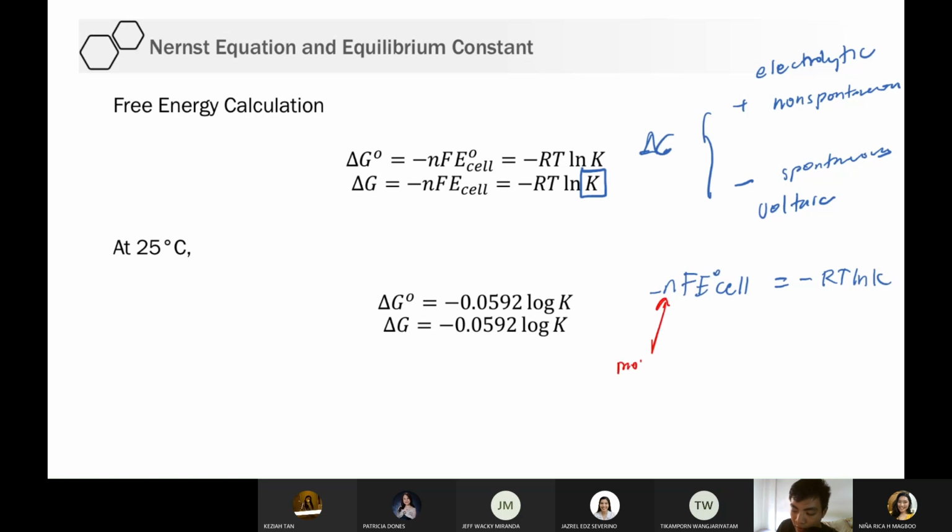n is the mole of electrons. When you balance the reaction, you can get the moles of electrons. F is the Faraday's constant.